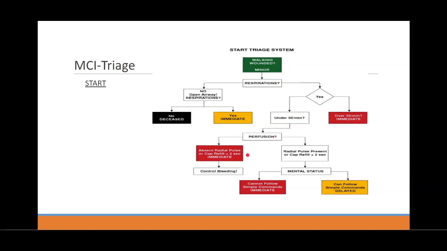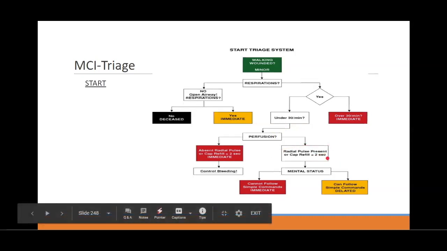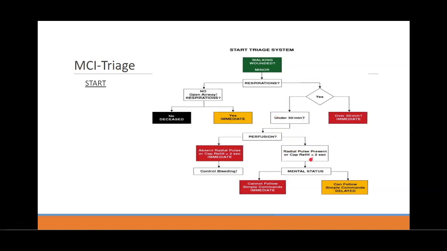Now we check their perfusion. We can either check capillary refill or try to feel for a radial pulse. At this time, we'll also be assessing for any major bleeding. If there is major bleeding, we'll apply a tourniquet or something to control that bleeding, and then we mark them red and we move on. Okay, so it helps if you're doing triage assessment to have a couple tourniquets, and you maybe just slap a tourniquet on and then move on to the next patient. They're red next.